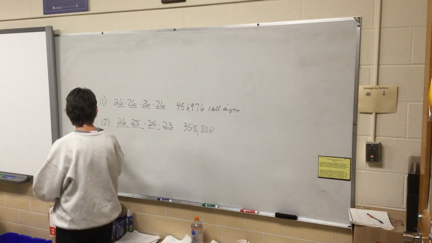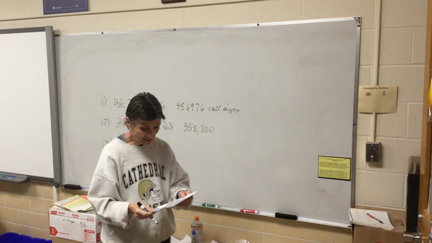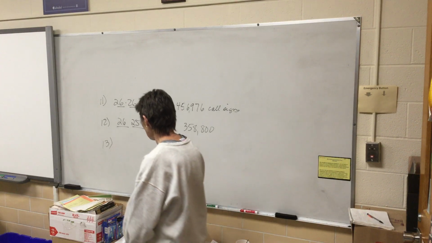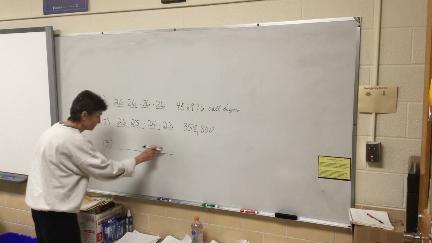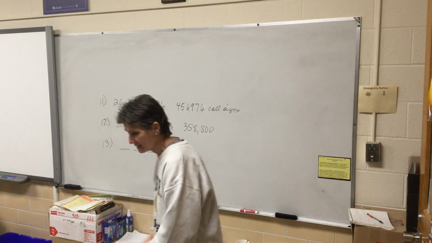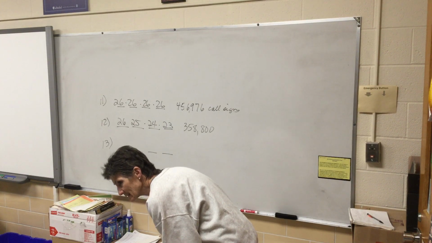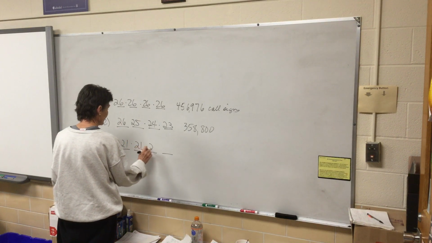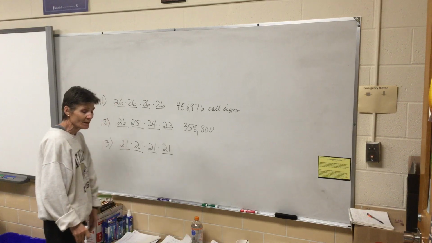All right, now number 13. How many are possible if no vowels are allowed? So you're still making a 4-letter call sign, and you can use any letter you want except a vowel. 21 to the 4th power. Yes, indeed. Very good. 21 times 21 times 21 times 21.